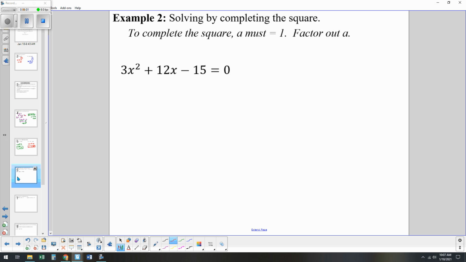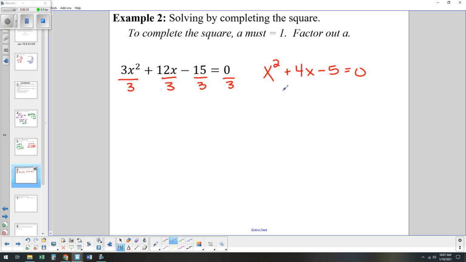All right, if we notice in example 2, we have 3x squared plus 12x minus 15. We cannot complete the square if there's a number in front of the x squared. So what we're going to do is factor out or divide out the GCF, the 3. So if I divide everything in this problem by 3, including the 0, right? 0 over 3 is still 0. So now I have x squared plus 4x minus 5 equals 0. And I can now complete the square here.